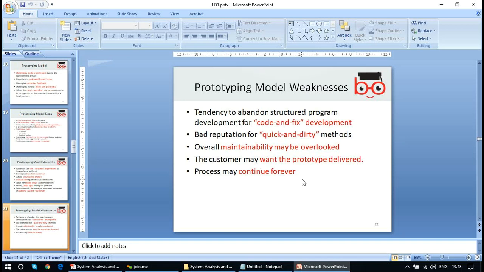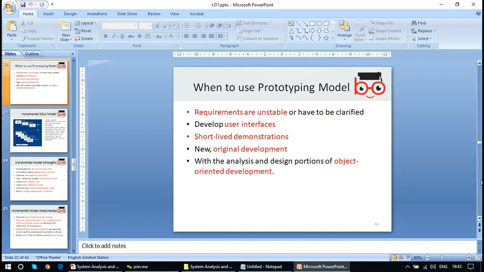And the process may continue forever. Once you did not get the full requirements, every time the changes are expected because of the poor requirement analysis, right?